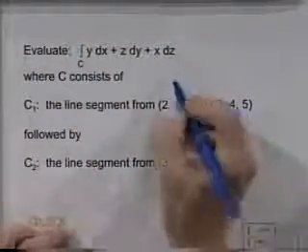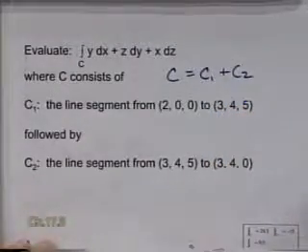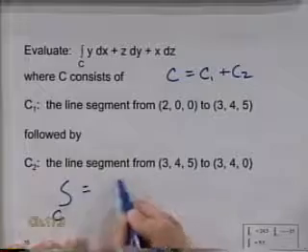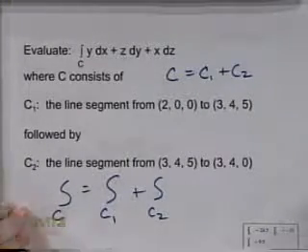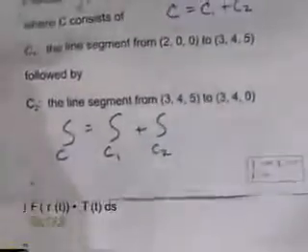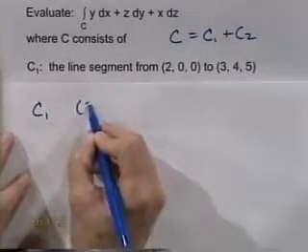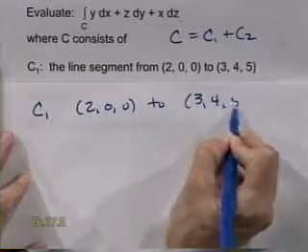What we're doing here with this one is we're going to use the fact that if your curve is the union of two curves, then your integral over that total curve is the integral over C1 plus the integral over C2. Okay? All right, now we're going to go through and do this one. Notice C1 goes from (2, 0, 0) to (3, 4, 5).